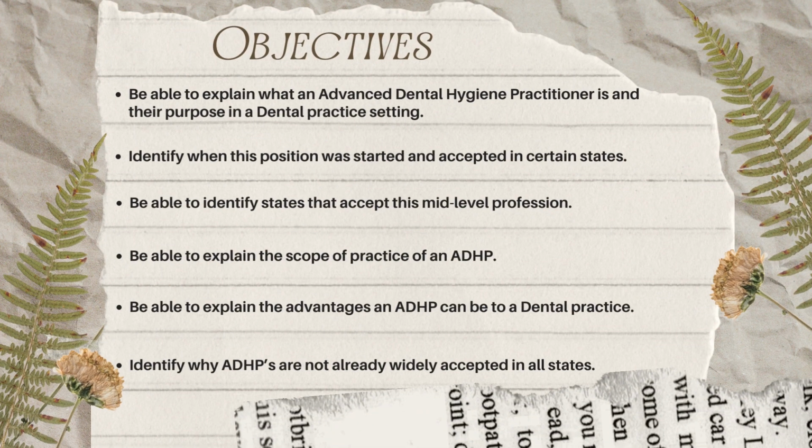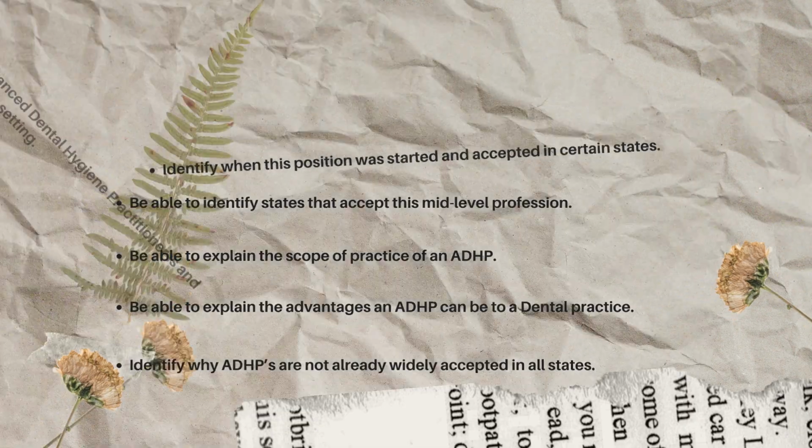These are the objectives. Be able to explain what an advanced dental hygiene practitioner is and their purpose in the dental practice setting. Identify when this position was started and accepted in certain areas or states. Be able to identify which states accept this mid level position. Be able to explain the scope of practice of an ADHP. Be able to explain the advantages an ADHP can bring to a dental practice. And identify why ADHPs are not widely accepted in all states.